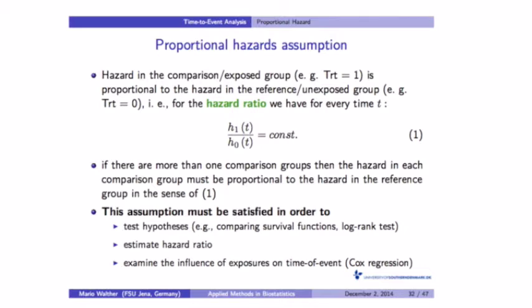This assumption do we need to perform statistical tests like the log-rank test, to estimate the hazard ratio, or to examine the influence of exposures to time to event data, which is summarized in the so-called Cox regression. How can we deduce if the proportional hazard assumption is fulfilled?